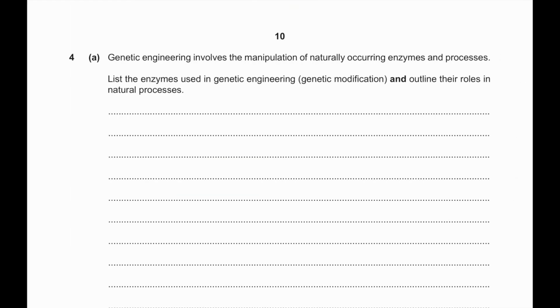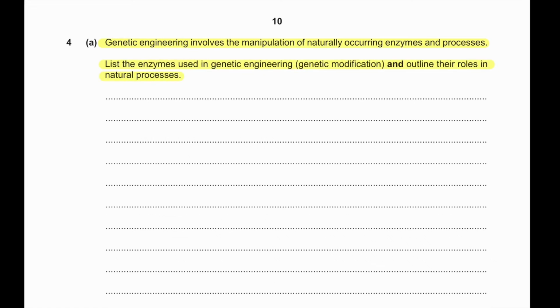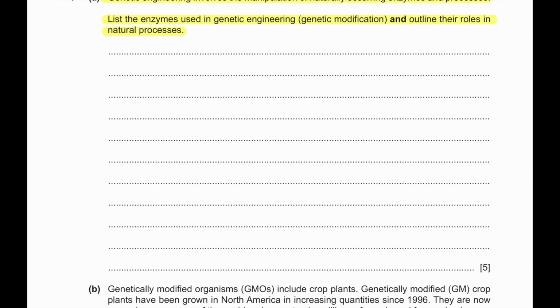Question number 4. Genetic engineering involves the manipulation of naturally occurring enzymes and processes. List the enzymes used in genetic engineering, genetic modification, and outline their roles in natural processes. So we know genetic engineering uses restriction enzyme. The restriction enzyme is used for cutting the DNA into fragments. The restriction enzyme is produced by bacteria, and it's an evolutionary thing for bacteria, because they want to defend themselves against bacteriophages, which is why they produce restriction enzyme.